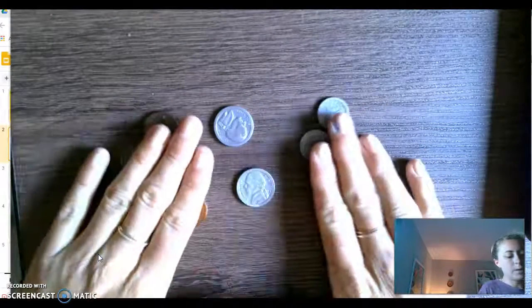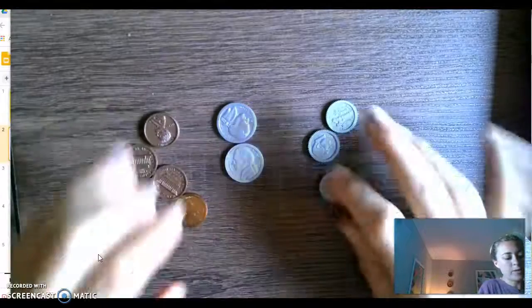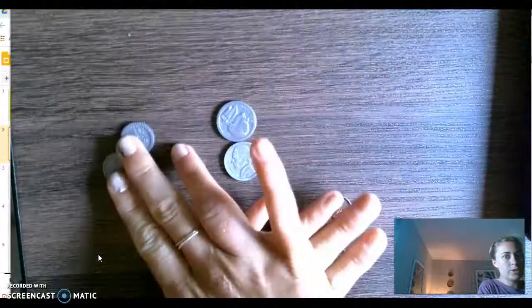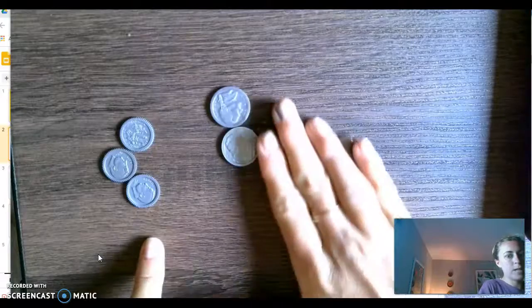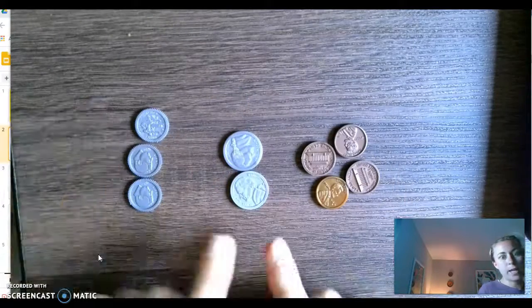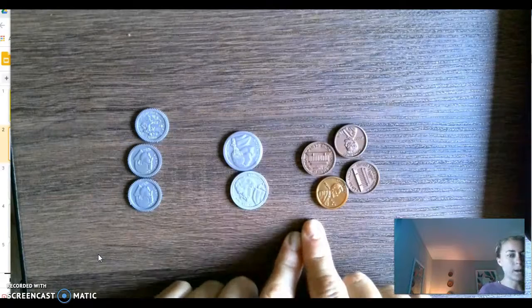So I'm going to put them in piles of like coins. So I've got my dimes together, my nickels together, and my pennies together. And I'm going to go ahead and arrange them so I'm counting the biggest one first and the smallest value last. So let's count together. First by 10s, then 5s, then 1s.